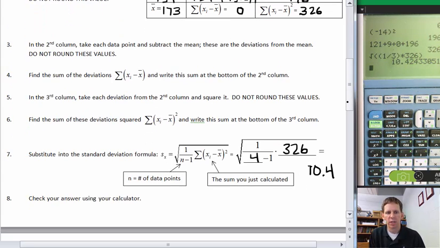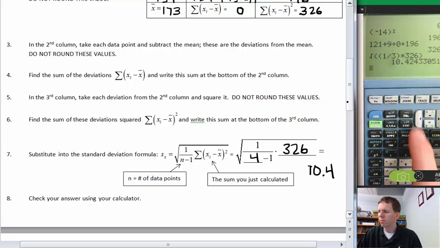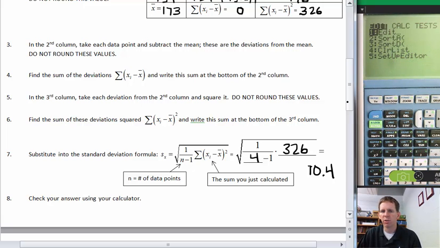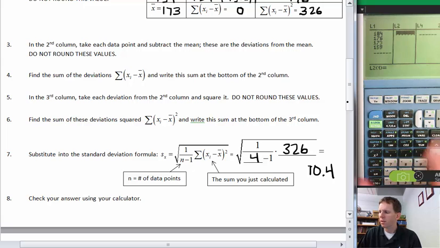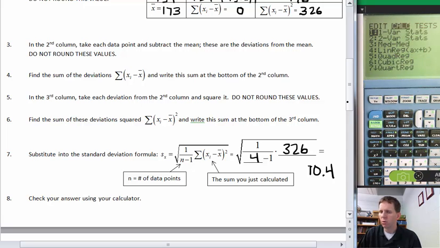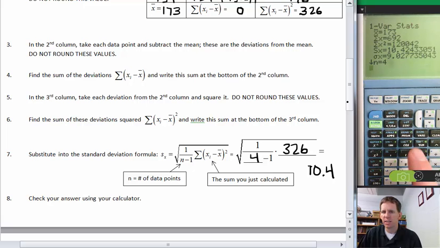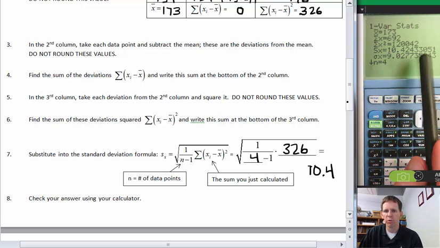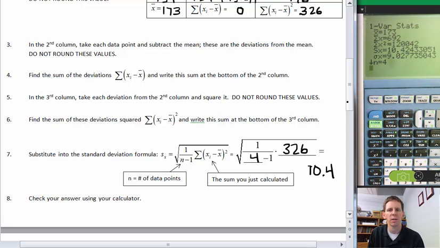Now it says in step 8 to check your answer using a calculator. Remember, we can enter our numbers in our calculator by hitting Stat, Edit. We can put the numbers in right here. And then we can go Stat, Calc, 1-Var Stats using list 1. And you can see right here, Sx, standard deviation, 10.424. That's the same value we got using our calculator or using our formula.